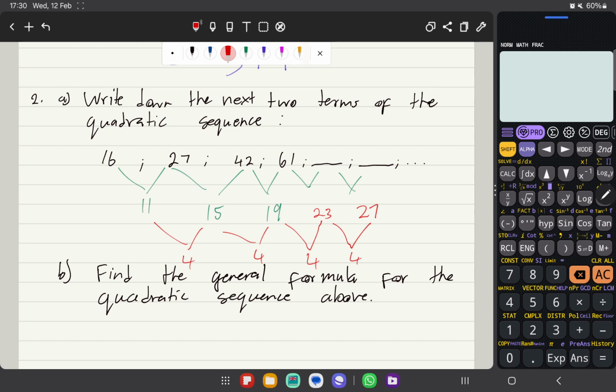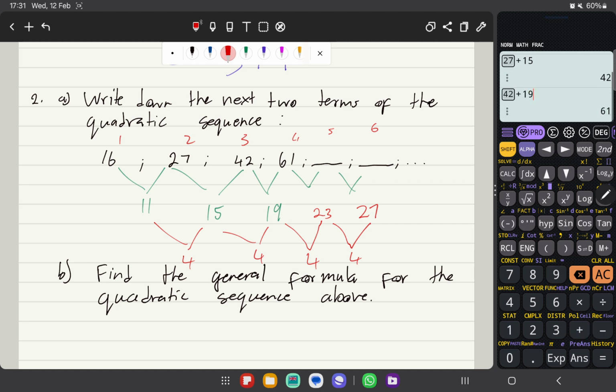So to find term number 5, this is what we do. Let me start from here. We have 16, term 1. If I add 11, what do I get? I get 27, which is term 2. Term 2, if I add 15, what do I get? I get 42, which is the next term. And then 42 plus 19, what do I get?